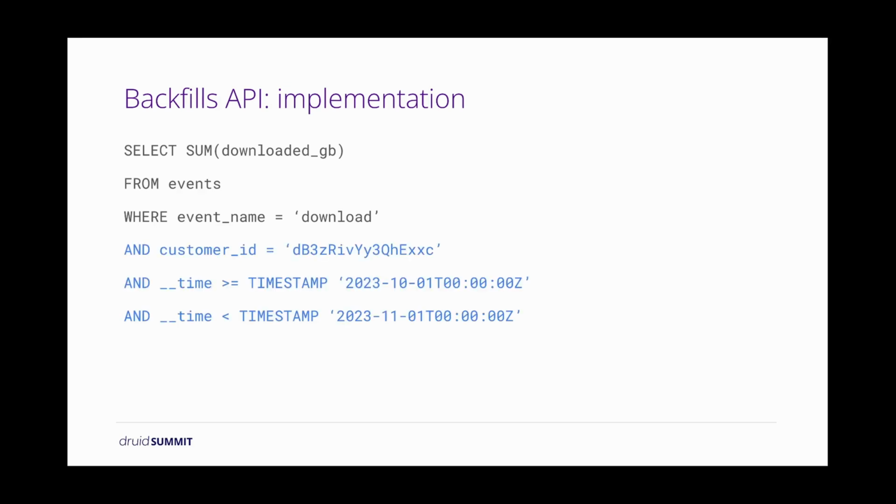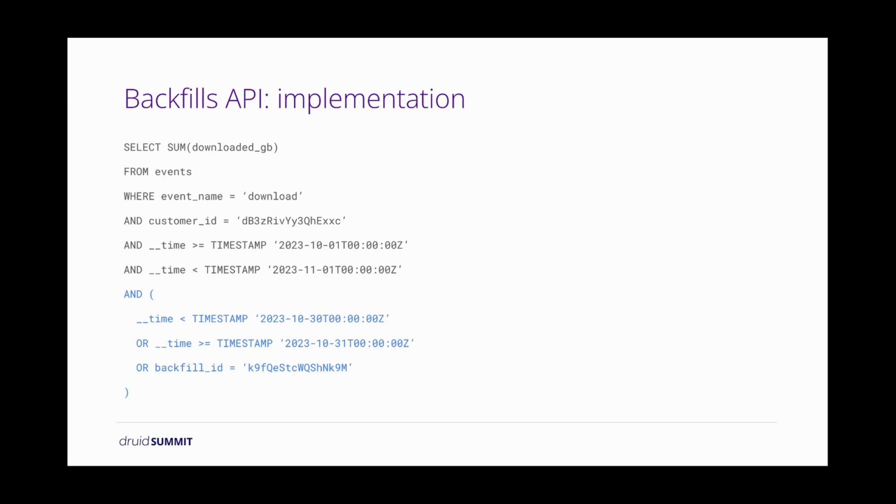Whenever Orb evaluates this metric to produce an invoice, it also includes additional filters for the customer and time range. This guarantees that we're not billing for events that are outside of the scope of the invoice. This happens for all queries that Orb runs, because we never run queries outside of the context of a customer or time range.